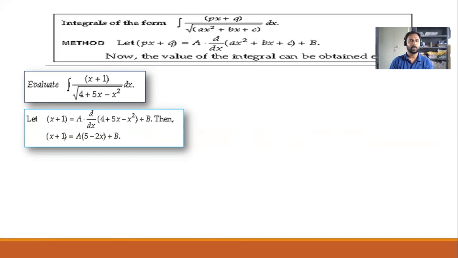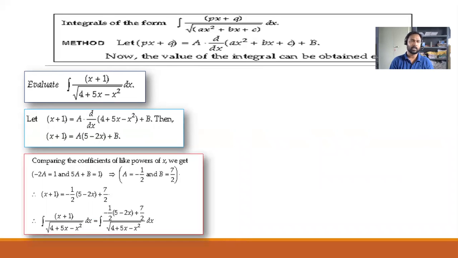Comparing the coefficients, see, comparing the coefficients, the left side coefficient of x is 1. So 1 equals minus 2A, as the coefficient of x on the right side is minus 2A. Therefore, A equals minus half. And for the constants, the left side constant is 1, the right side is 5A plus b. Applying A equals minus half, we will get b equals 7 by 2.